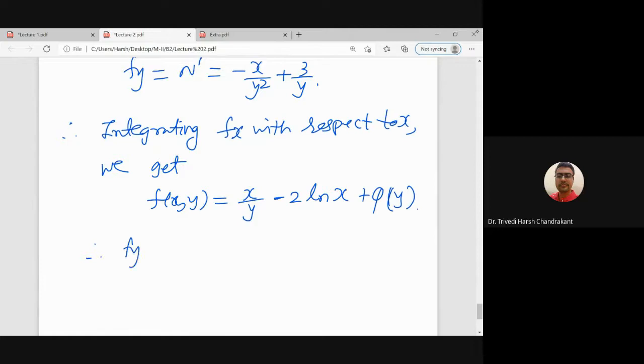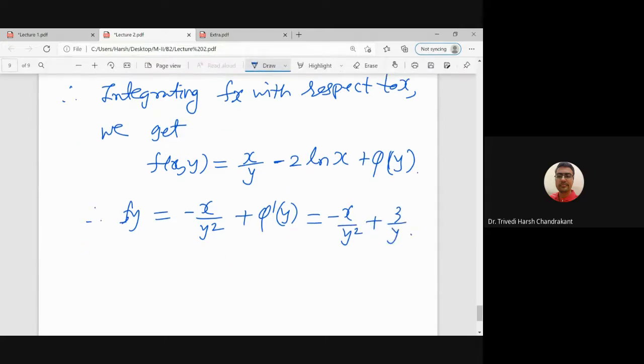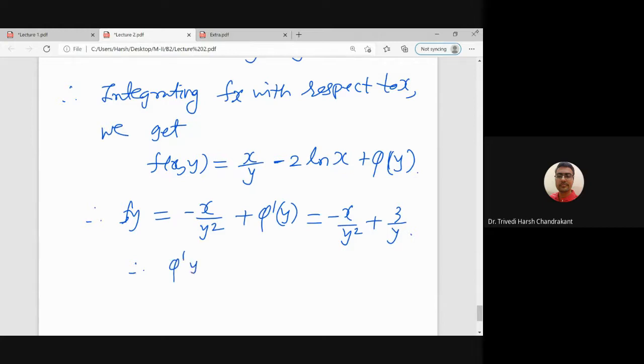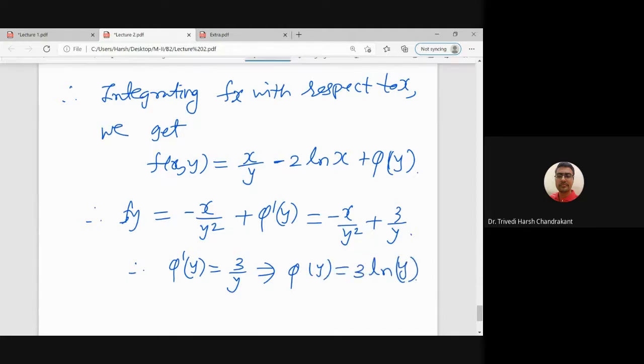That means we will partially differentiate this equation with respect to y. So we will get plus phi dash y. And f_y is nothing but N, which is minus x by y square plus 3 by y. So that means phi dash y is 3 by y. That will give us the function phi y to be 3 log y. So therefore I have taken y also positive, plus constant, right? Constant will also come.